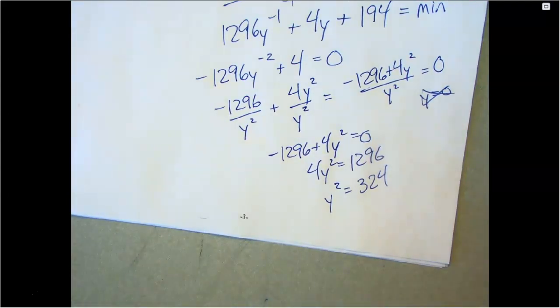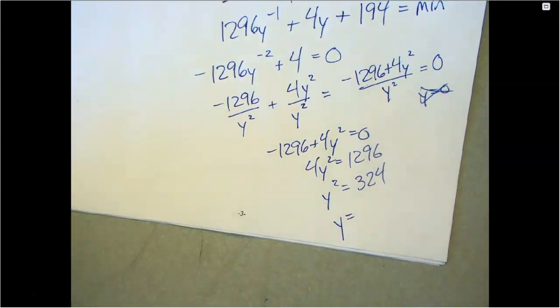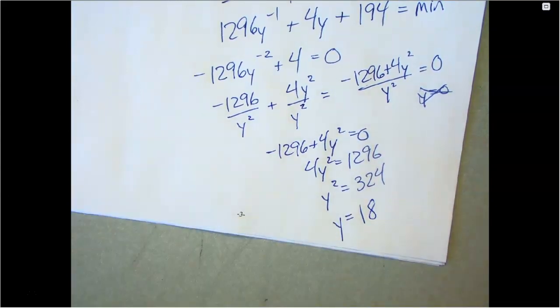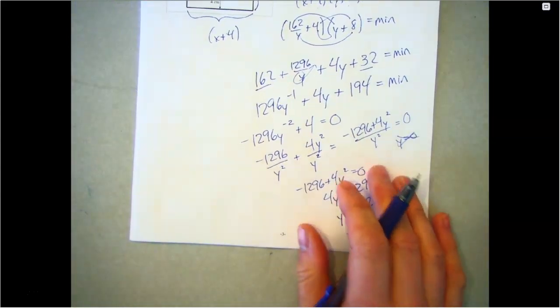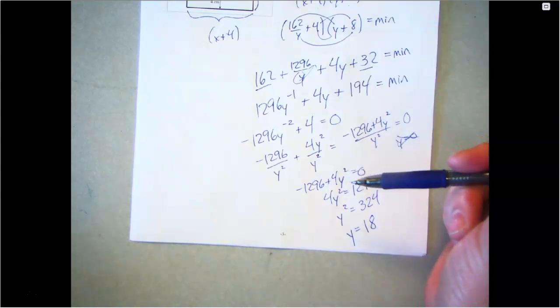Then I square root it, and if I square root it, I get plus or minus 18, so it's important to always remember the negative. But can the rectangle be negative 18 by something? That doesn't really matter in this case. So y equals 18. So we still don't answer the question. Questions on what I've done so far?